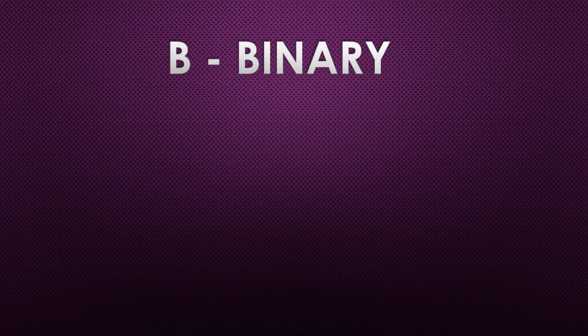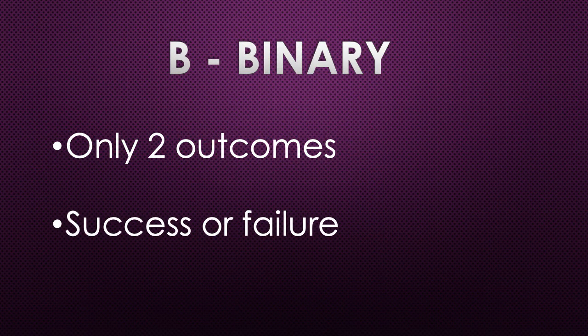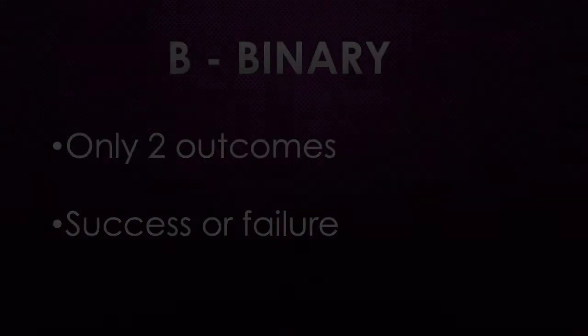The B in BINS stands for binary. Binary means that for our random variable, there's only two outcomes. For instance, when flipping a coin, you can only have heads or tails. Often, we refer to these two outcomes as a success or a failure. So if I'm trying to find the probability that I will get a heads 3 times out of 10, heads would be considered the success, where tails would be considered the failure.